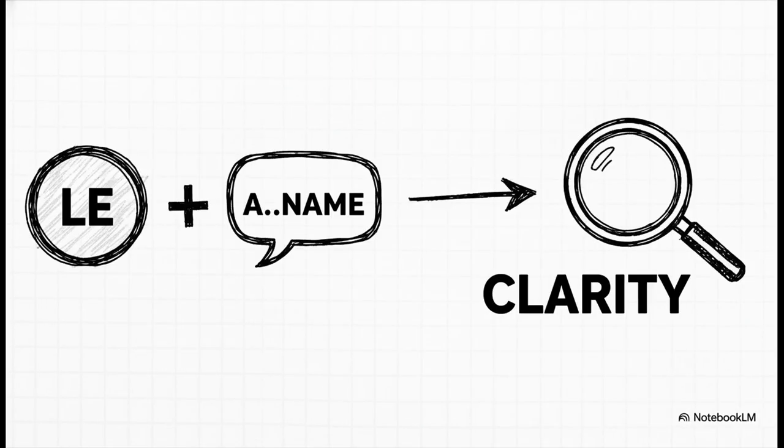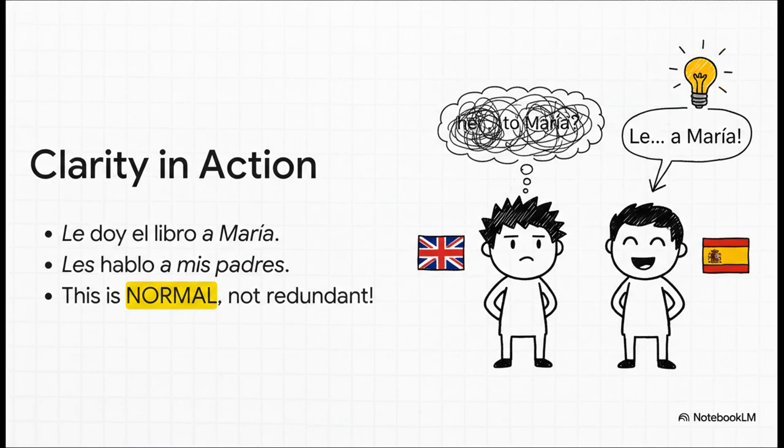Well, Spanish has a really simple and honestly kind of brilliant solution. To make sure there's zero confusion, speakers will just use both the pronoun and a little clarifying phrase that starts with a. This is exactly why you'll hear sentences like, le doy el libro a Maria all the time. Now I know what you're thinking. To our English-speaking ears, that sounds like saying, I give her the book to Maria, which feels redundant, right? But in Spanish, this is completely normal. In fact, it's often preferred because it's so clear. Think of it less as repeating and more as specifying.